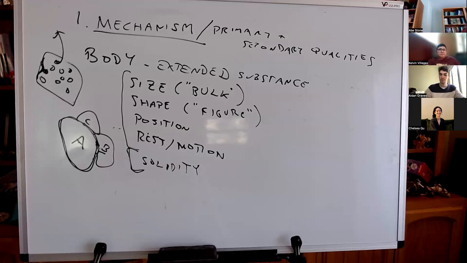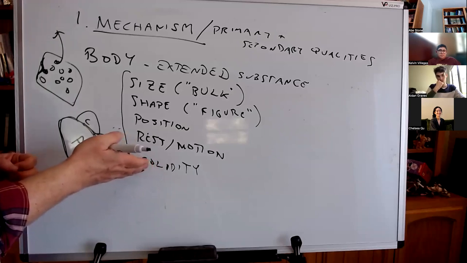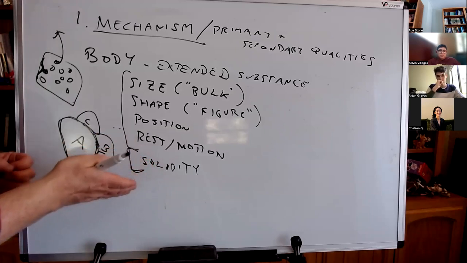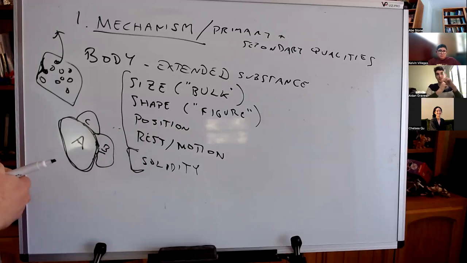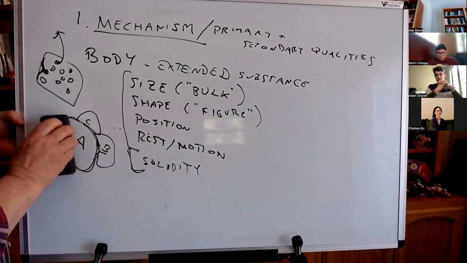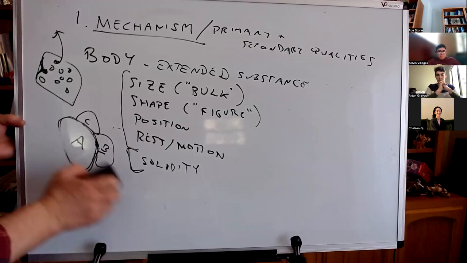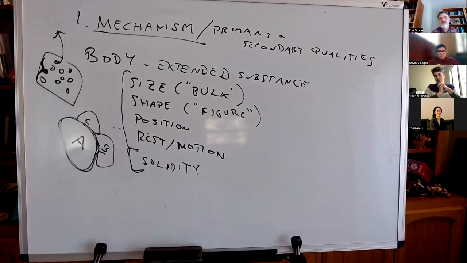So Locke says everybody must have this power. But then he also adds something else, which is weird and which you're going to have to try to understand. Which is that this very same power is also the quality that causes a certain simple idea in me.